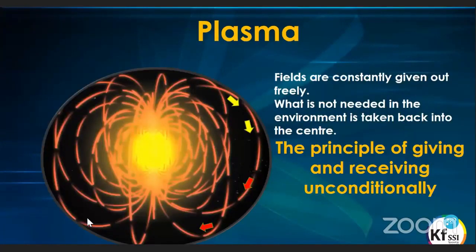So when we look at the plasma itself, the fields are constantly given out, and what is not needed in the environment is then taken back in to the center. So what comes out comes back in at the bottom. What comes out from the plasma and is not needed in the environment is taken back in. That's the principle we will go into in depth on the soul side later on. It's the principle of giving and receiving unconditionally, because there's nothing attached to it. It's just given out, and what is not needed is then taken back in again.